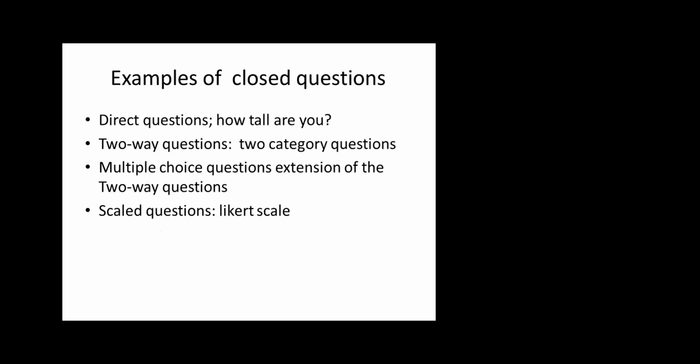Are you married? Yes or no, right? Then you can have multiple choice, but you can also have this. The one that I showed you is a Likert scale, right? It's not in the form of a question, but in a statement. So in each statement, the respondents agree or disagree. So what are some examples of closed questions? Two-way category questions, meaning it's yes or no.